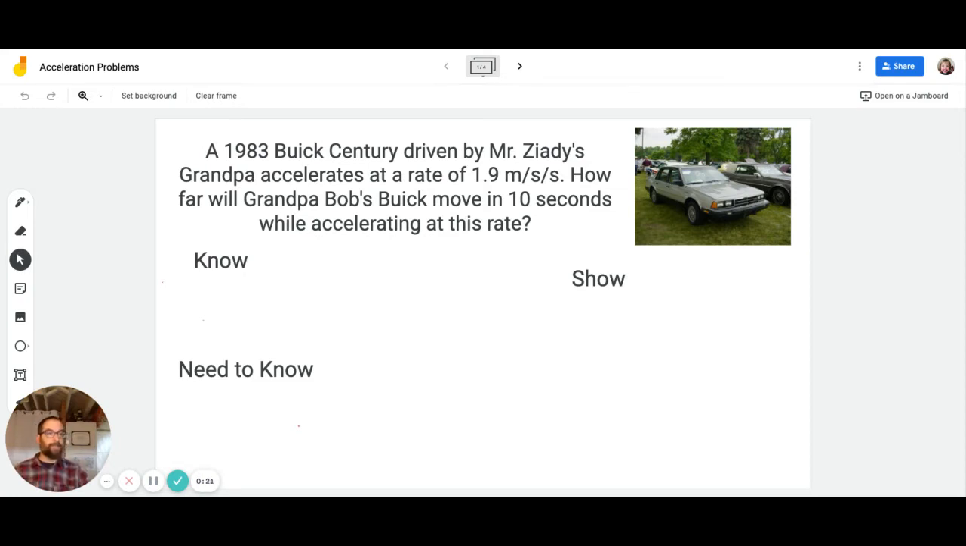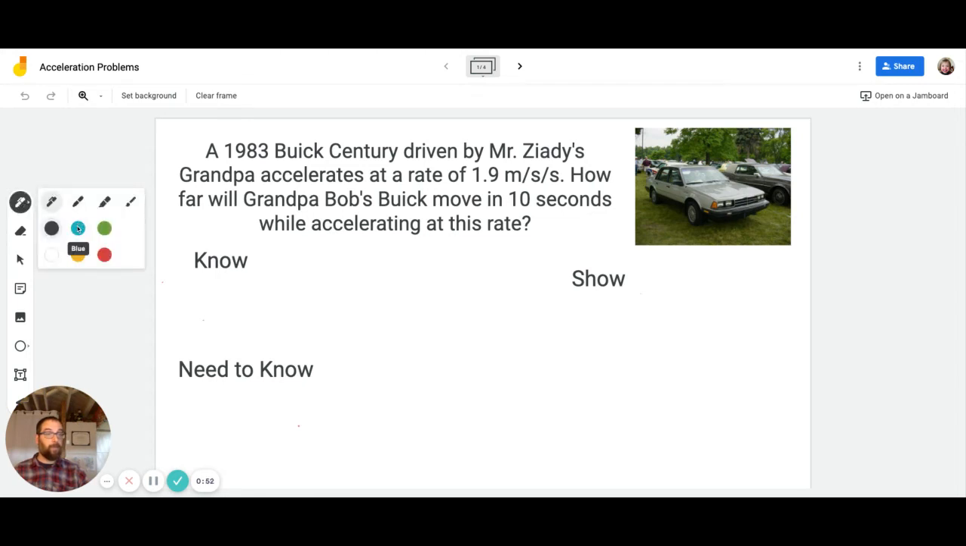So this first problem says a 1983 Buick Century, driven by Mr. Ziaddy's grandpa, accelerates at a rate of 1.9 meters per second per second. How far will Grandpa Bob's Buick move in 10 seconds while accelerating at this rate? So just like the constant velocity motion equations, you're going to identify what you know first. Okay? So this problem gives us an acceleration and it gives us a time. So you're going to write those things down.